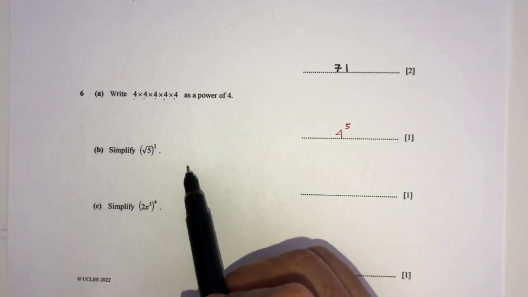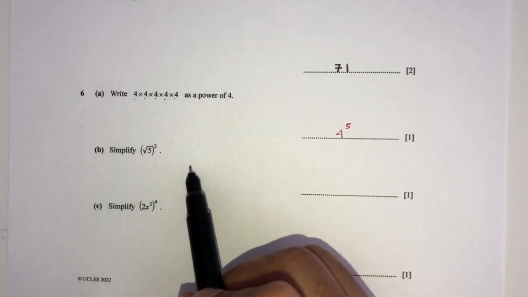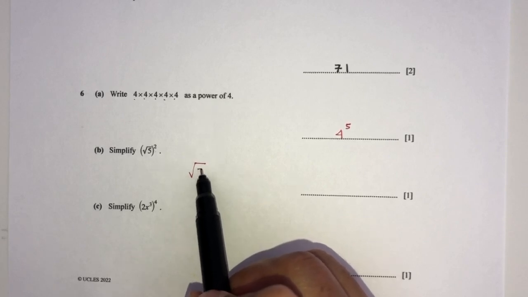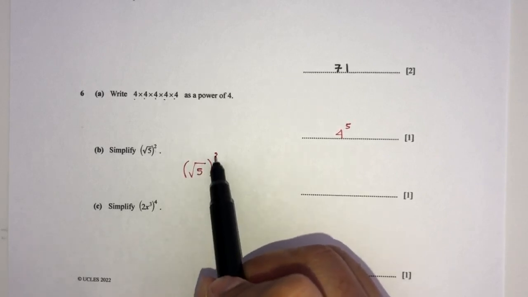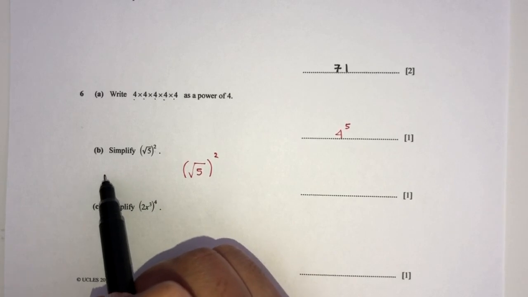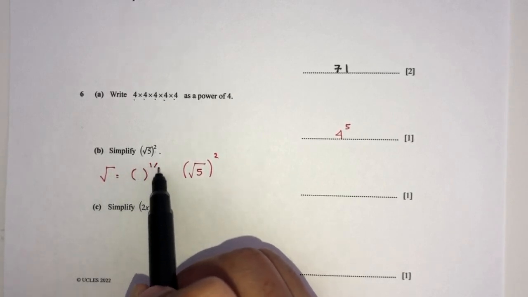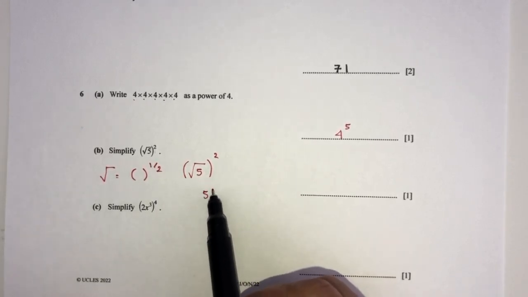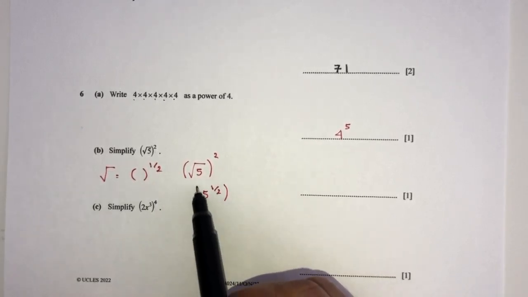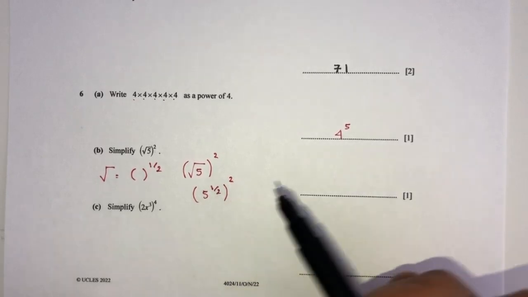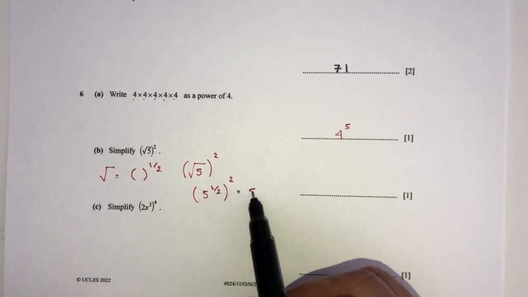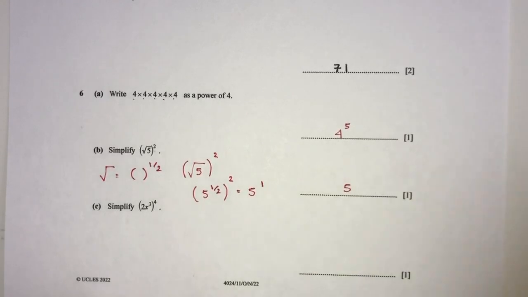Simplify, so it's simple as well. So here we have root 5 power 2. So we have to understand that root really means power of half. So we have 5 power, this becomes power half, and then power 2. So half times 2 will become 1. So this will be 5 power 1, and you have 5 as your answer.